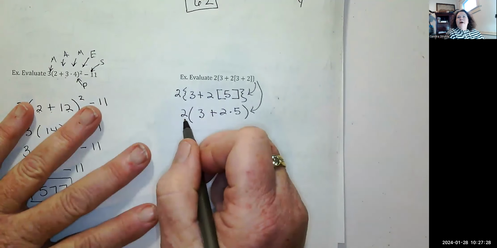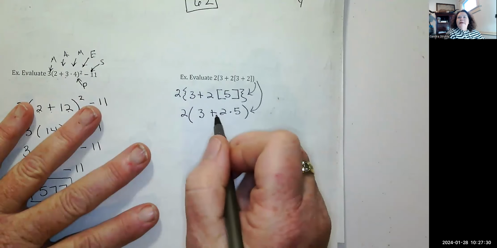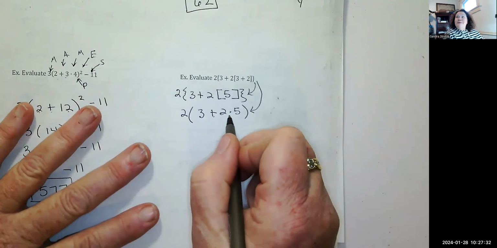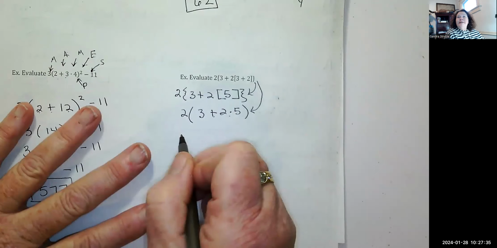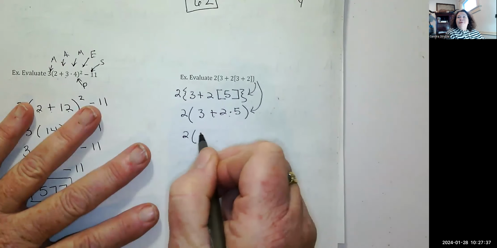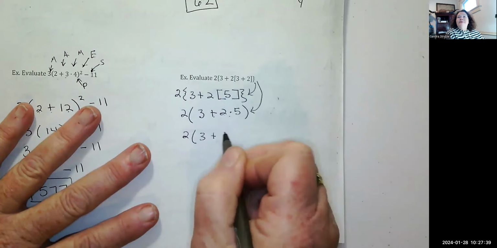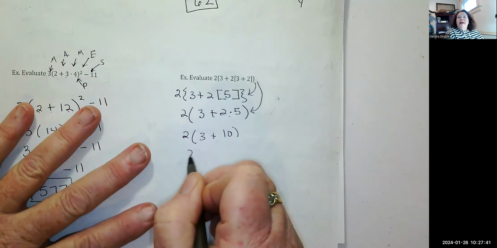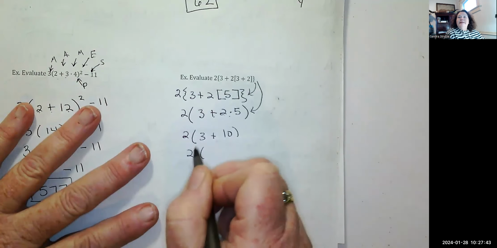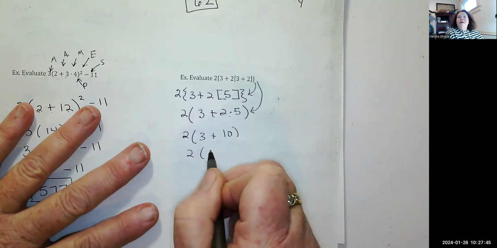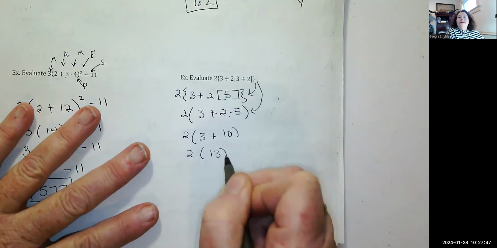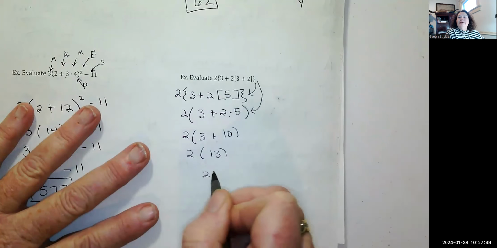All right, so now we've still got parentheses we're working in. We've got addition and multiplication. Multiplication comes before addition in order of operation. So 2 parentheses 3 plus, and then 2 times 5 is 10. Now we've got to finish off that parentheses. So that's 2 times 3 plus 10, which is 13. And then 2 times 13 is 26.